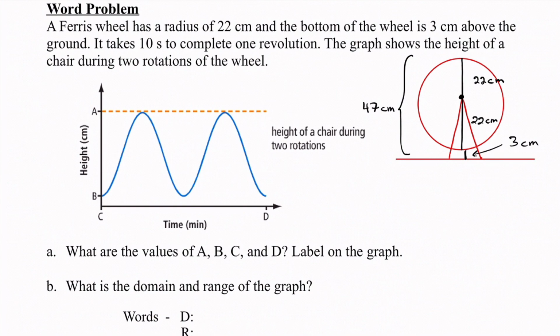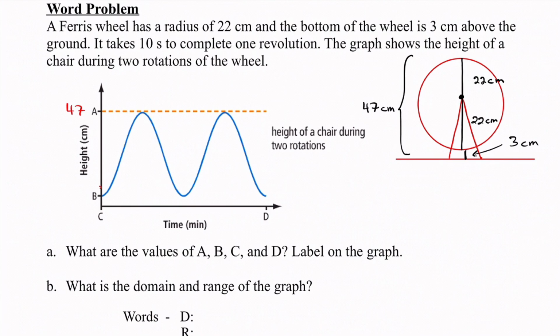So part A, what are the values of A, B, C, and D? And then we're going to label these on the graph. So first let's start at A. So A is up here, and I can see that is that maximum height that we had on our graph. And we had written over here, our max height that we got up to was 47 centimeters. So A is going to be 47 centimeters there.